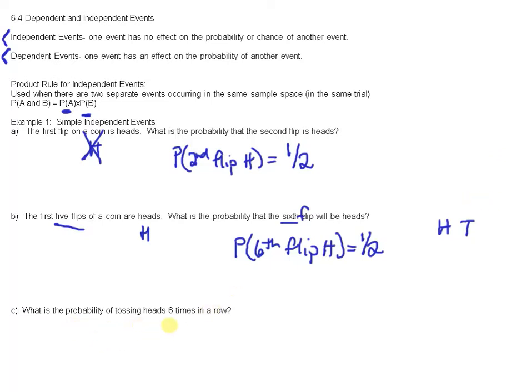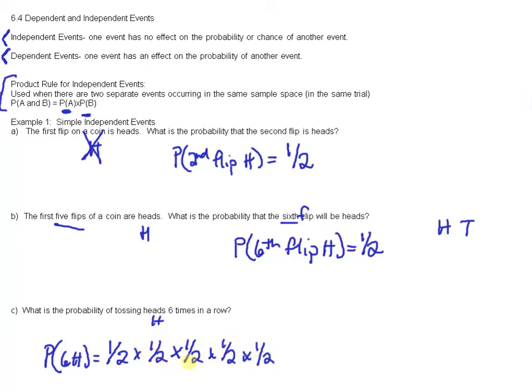And what is the probability of tossing heads 6 times in a row? Now, probability of 6 heads. This is when the pure product rule for independent events comes into place. So what you want to do is the first time you flip, you have a probability of 1/2. And the second time you flip, you have a probability of 1/2 again. The third time you flip, probability of 1/2. And you have the probability of 1/2 6 times. 1, 2, 3, 4, 5, 6 times.